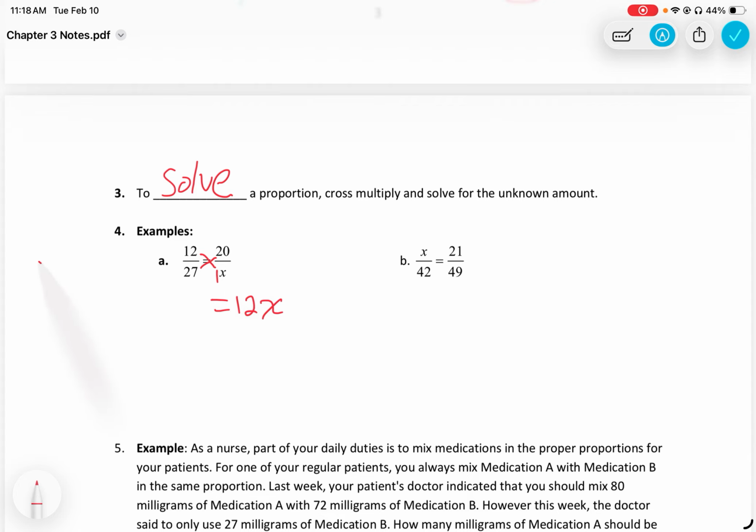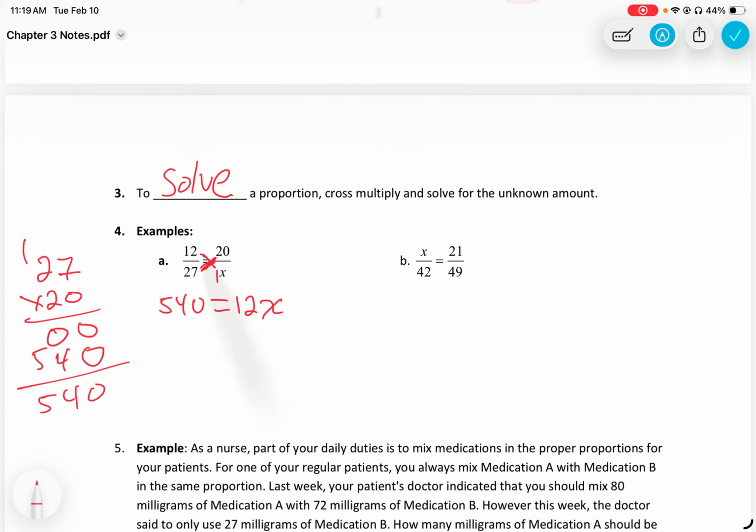Now 27 times 20. 0 times 7, placeholder of 0. 2 times 7 is 14. 2 times 2 is 4 plus 5. So I end up getting 540 right there. So 27 times 20 is 540. 12 times that 1 with x gave me 12x.